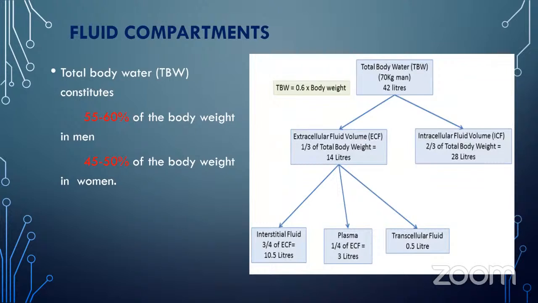Before going into the details, we need to understand the basic physiological aspects of the fluid compartments. We all know the total body water constitutes almost 50 to 60% of the body weight in men, as well as 40 to 50% of body weight in women. If you take an average 70 kg man, the total body water constitutes close to 42 liters. In this, 1/3 is the extracellular fluid compartment, that is close to 14 liters, and the rest is the intracellular fluid compartment, that is 28 liters.